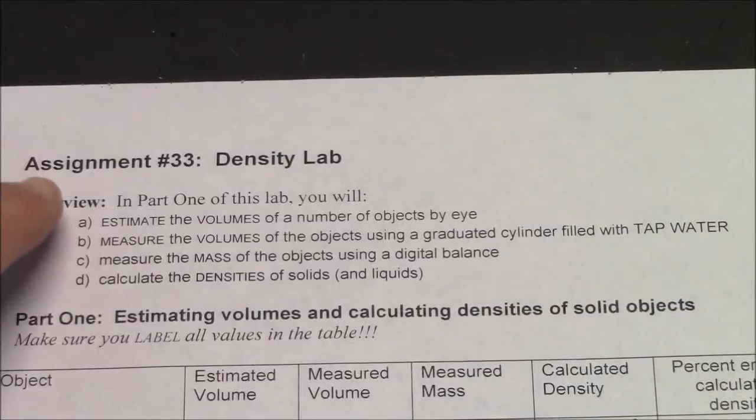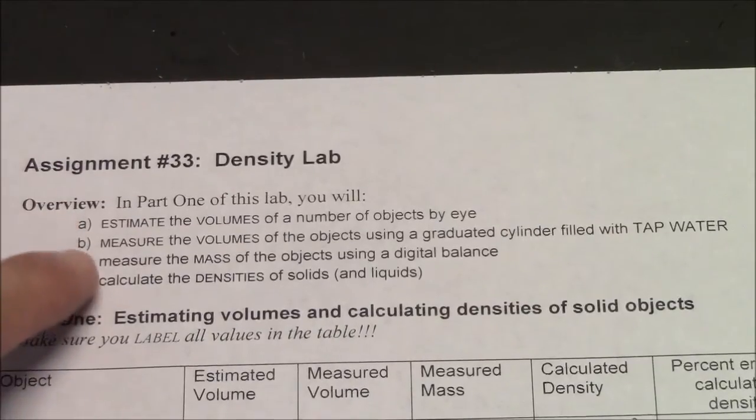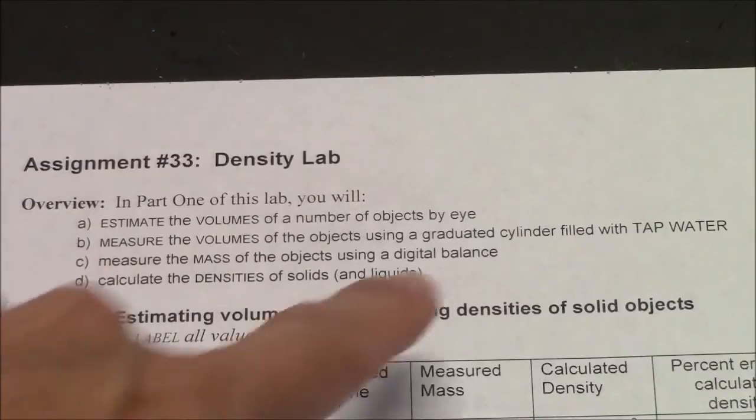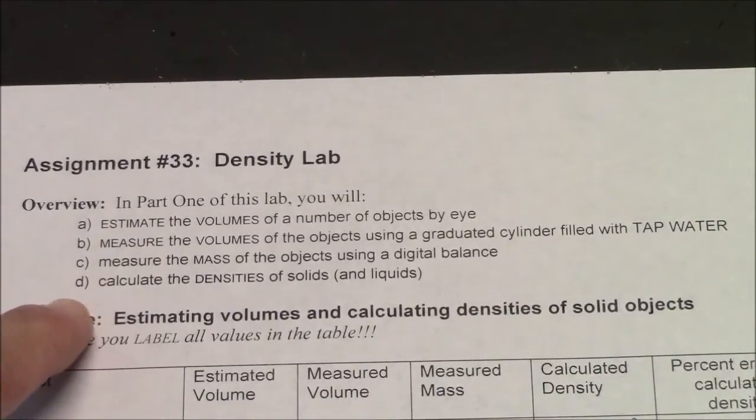Part 1 of the Density Lab asks you to: A. Estimate the volumes of the objects. B. Measure the volumes using a graduated cylinder filled with tap water. C. Measure the mass of the objects. And D. Calculate the density.